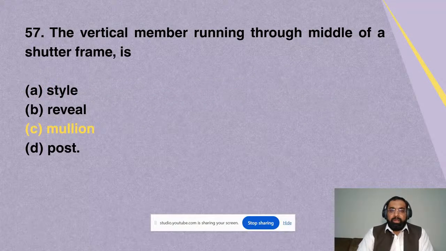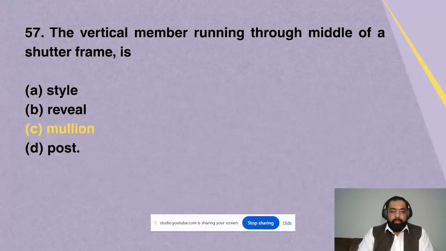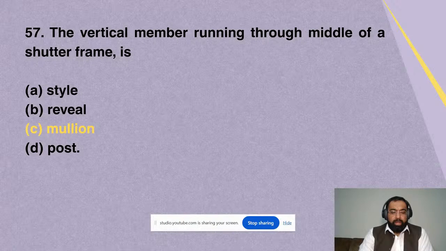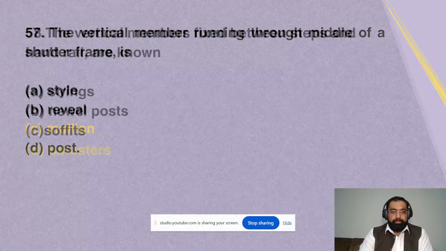Question 57. The vertical member running through the middle of a shutter frame. That is mullion. A. Style. B. Reveal. C. Mullion. D. Post. Option C is correct, which is mullion.